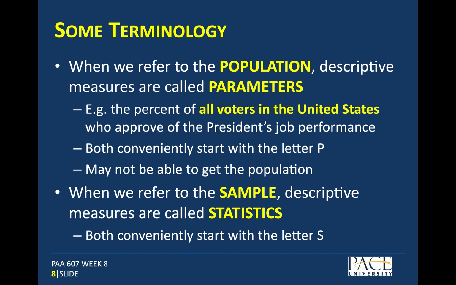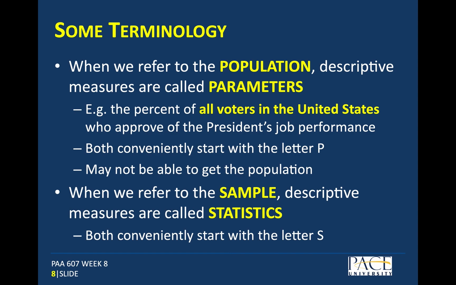So for example, if we want to refer to the percentage of all voters in the United States, every single voter in the United States who approves of the president's job performance, that is a parameter, the population parameter. They both start with P.